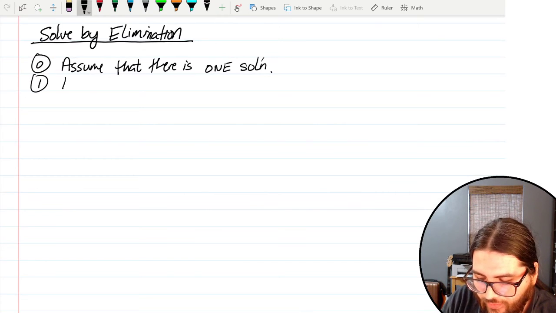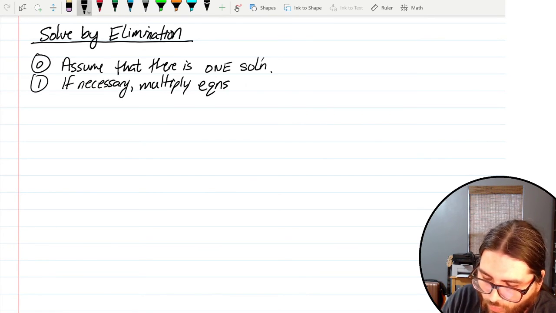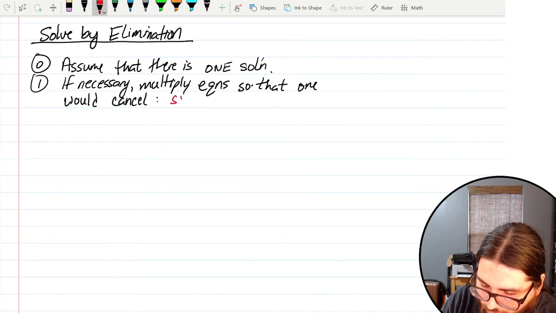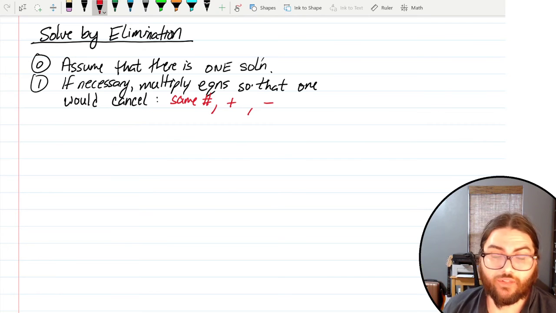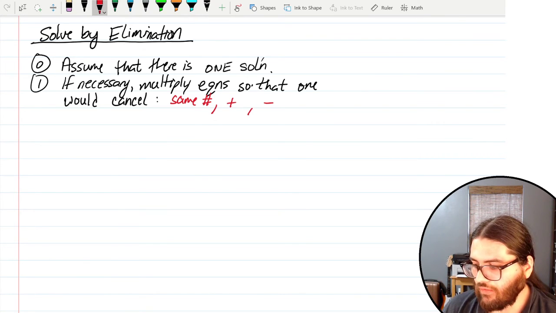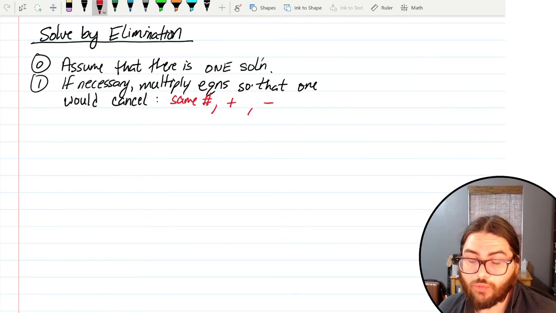Step 1, if necessary, multiply the equations so that one term would cancel out. What I mean by that is they're the same number, one positive, one negative. Right? So plus 5 minus 5, x, plus 8 minus 8, y. And you can always multiply by a number big enough, right, to make that happen. And you saw when I kind of just multiplied by each other's numbers. That's a good way. Sometimes it's going to end up with a big number, but that's okay.